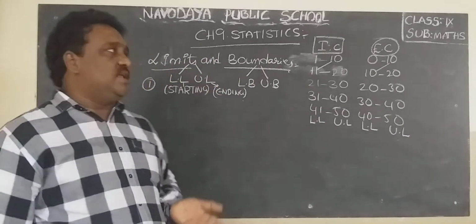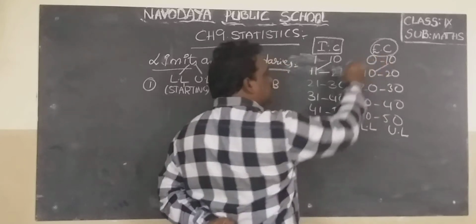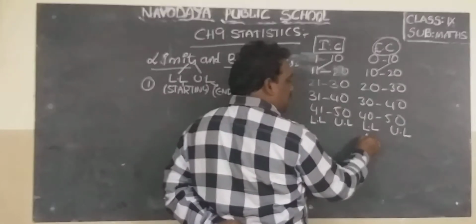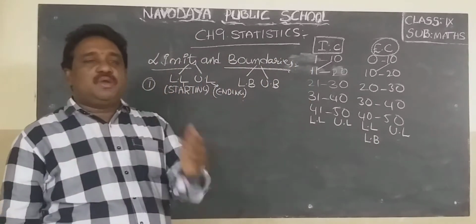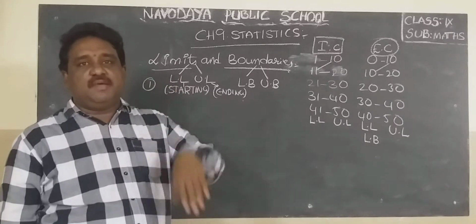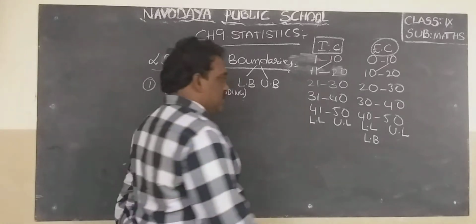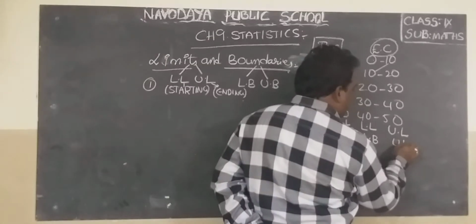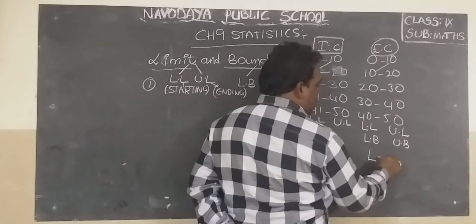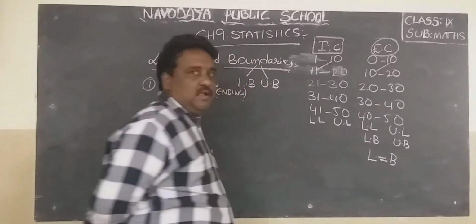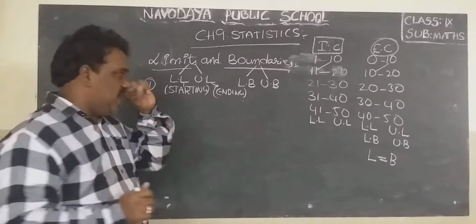Now, what are the boundaries? In exclusive classes, the starting value is not only the lower limit, it is the lower boundary also. So in exclusive classes, limits and boundaries are the same, and the upper limits are the upper boundaries also. For exclusive classes, limits and boundaries are both equal.